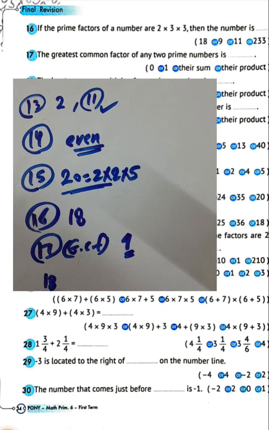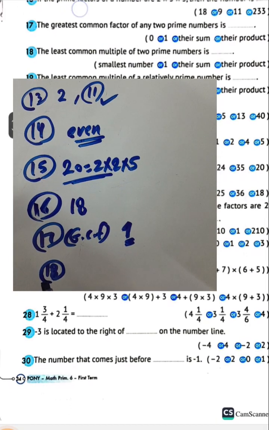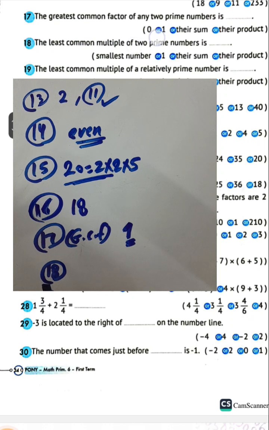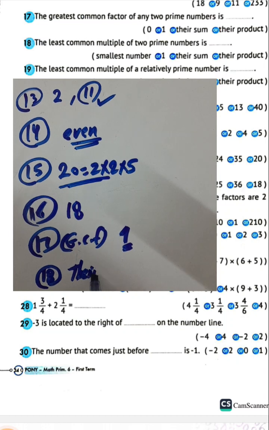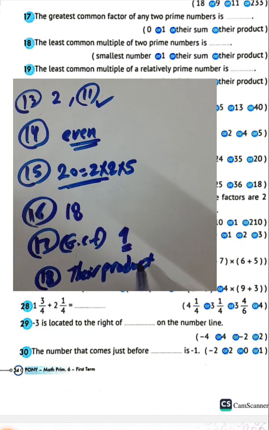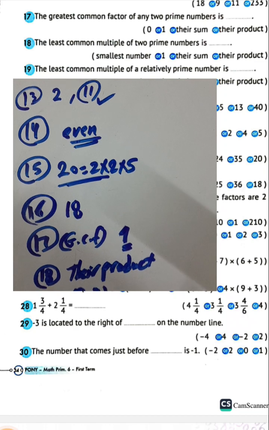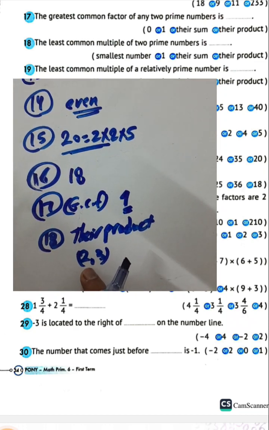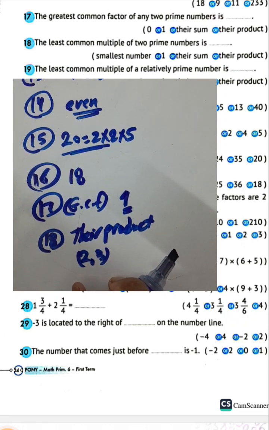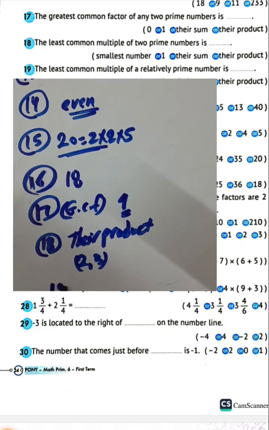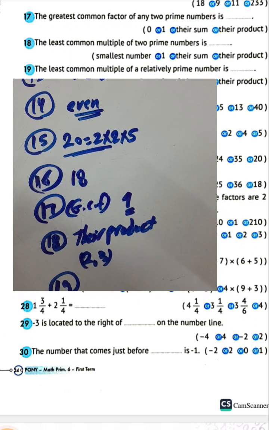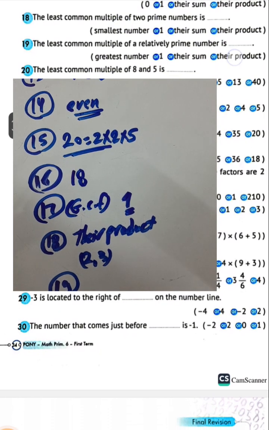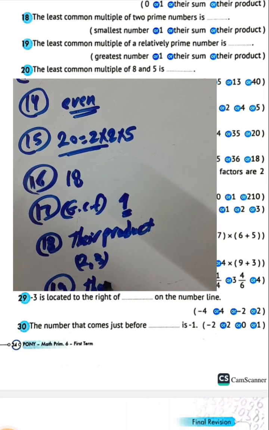Question 18. The least common multiple of two prime numbers is what? It is their product. Such as 2 and 3. If you want to find the least common multiple of 2 and 3, you must find the product of them. So question 18, the least common multiple of two prime numbers is their product. Question 19, the least common multiple of relatively prime numbers, again it will be their product.